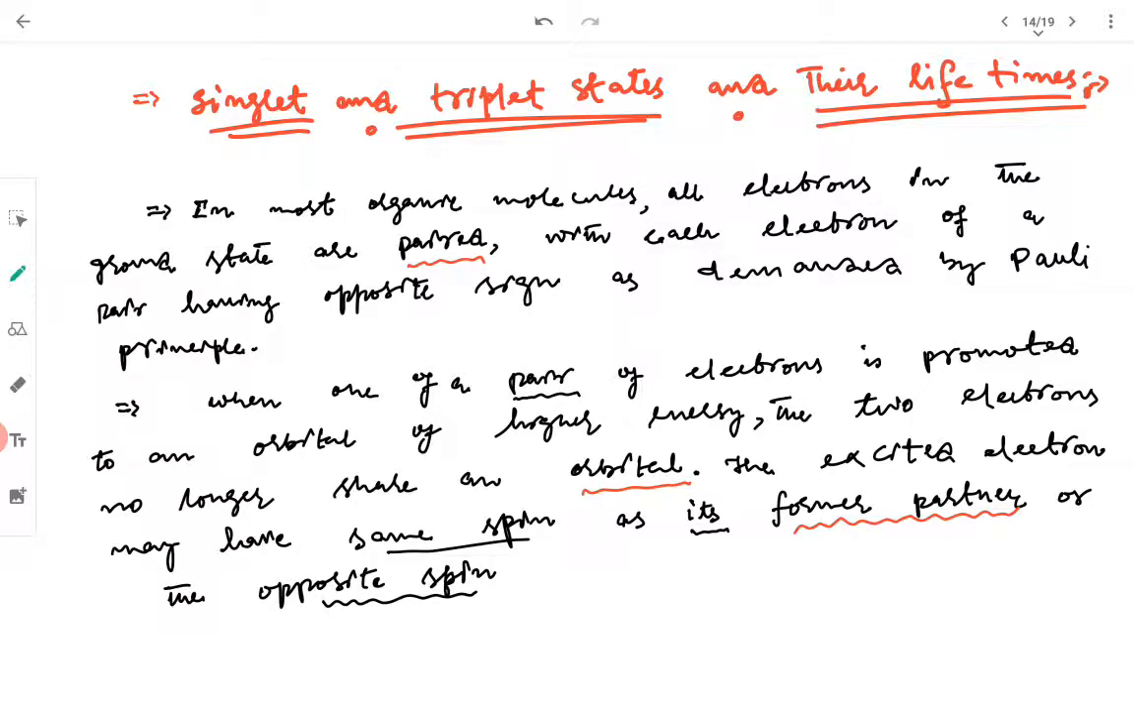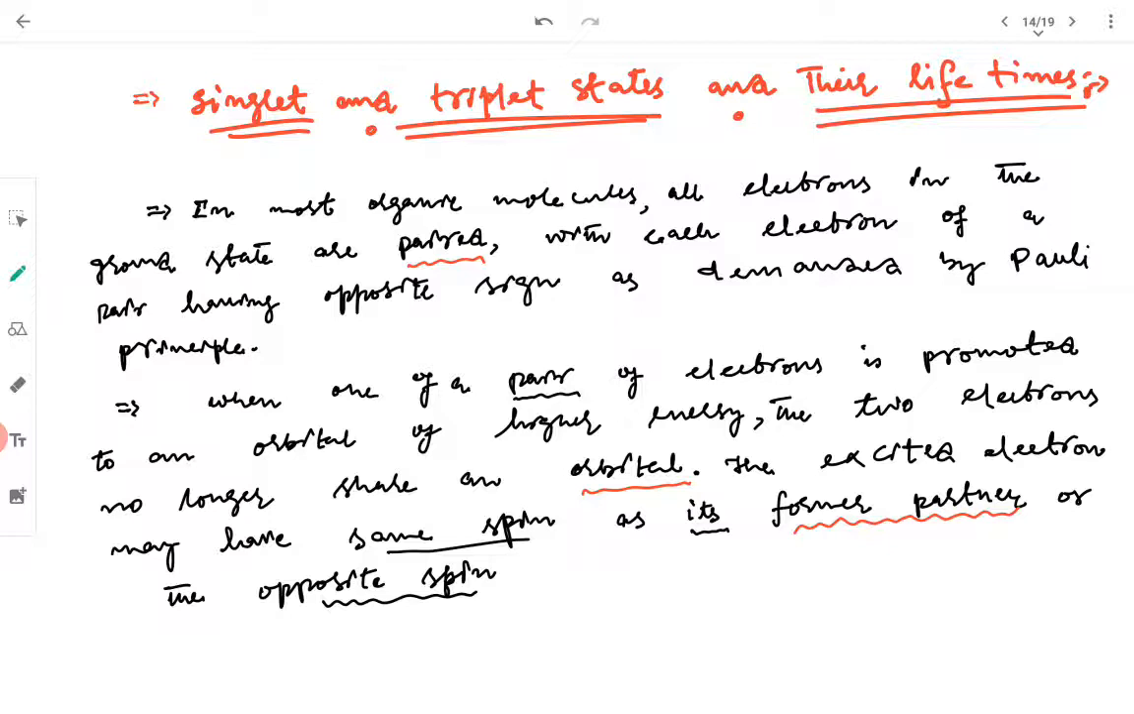In most organic molecules, all electrons in the ground state are paired, with each electron of a pair having opposite spin, as demanded by the Pauli principle. You know that in the ground state of the molecules, our electrons are paired. The overall spin comes out to be 0.